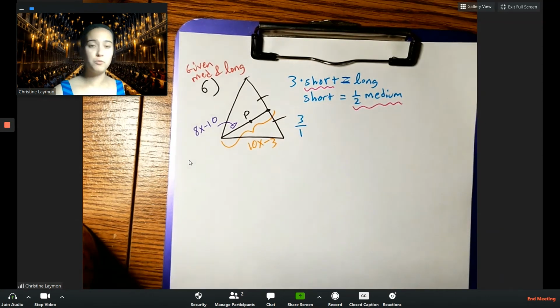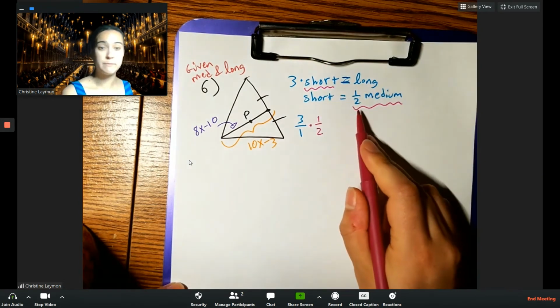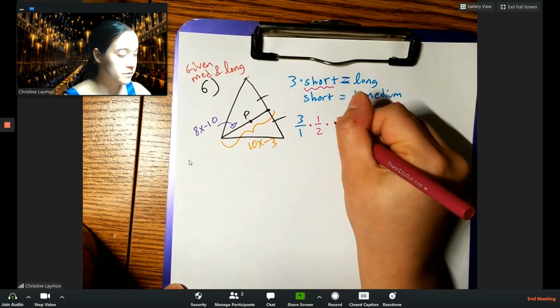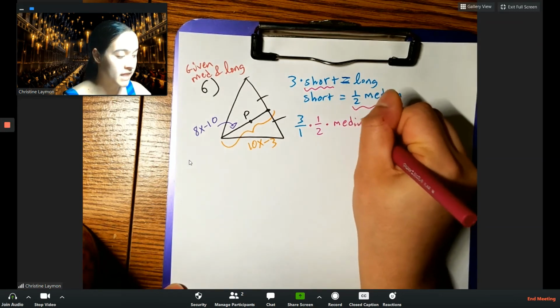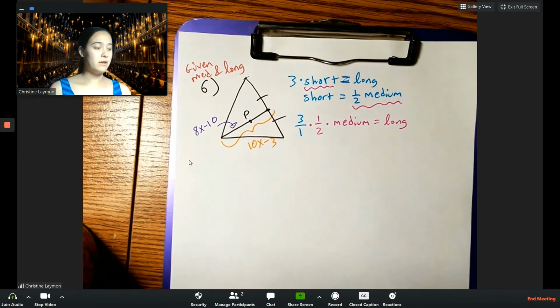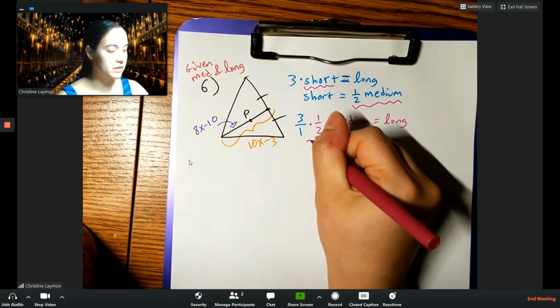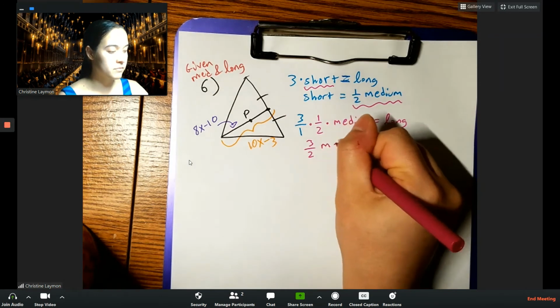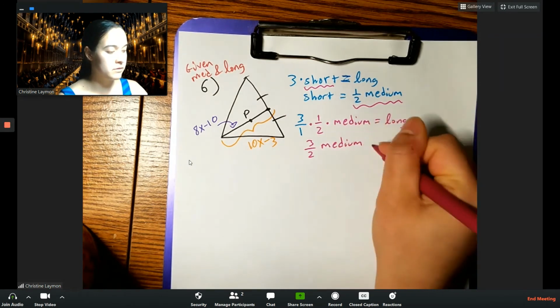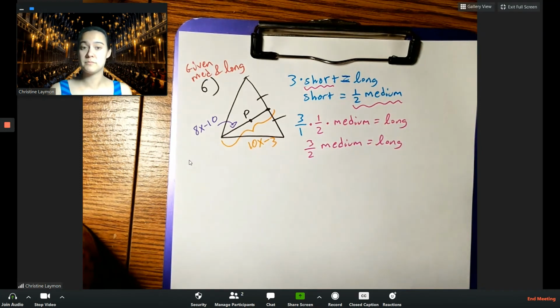So 3 over 1 times 1 over 2, that's my half, times the value of the medium, whatever that is, equals the long. And finally, this fraction, let's squeeze it together. This is really 3 halves times the medium equals the long. And that's what we're going to go ahead and use.